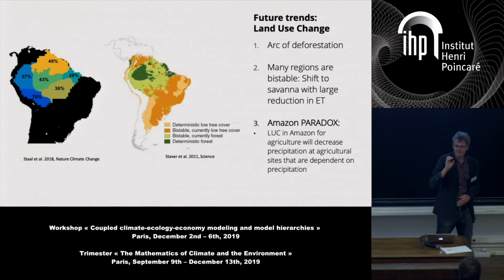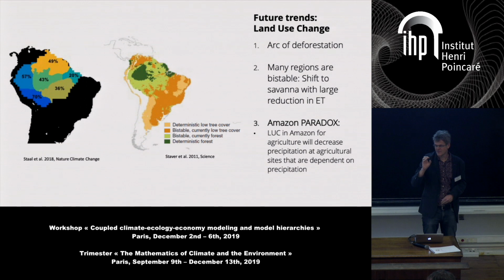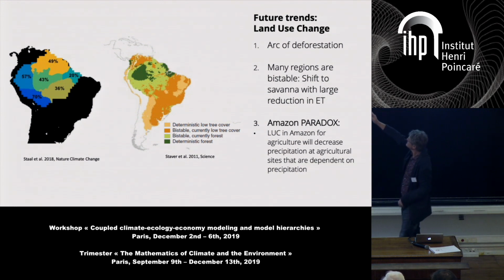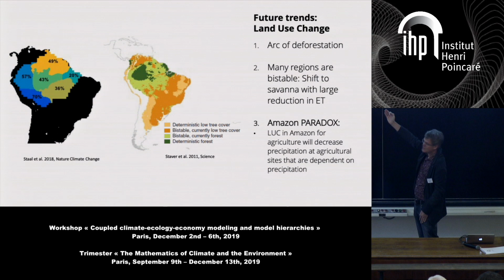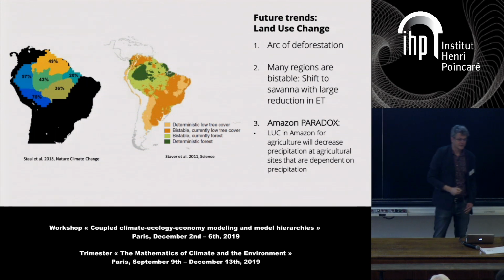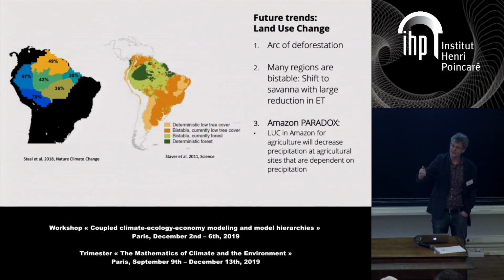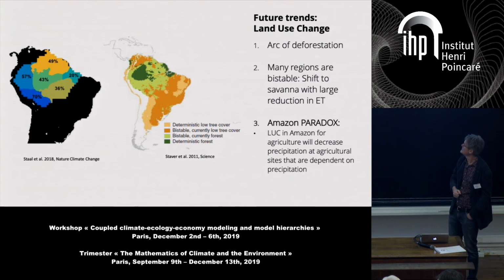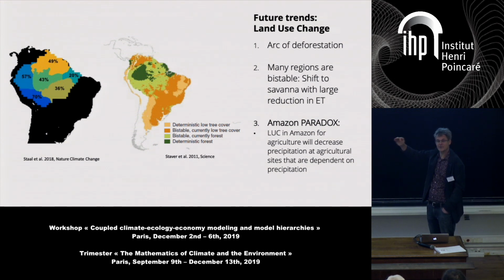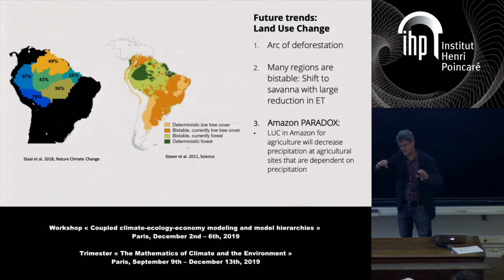And then we also have what we call the Amazon paradox. In a way, we want to produce more feed and food from the Amazon, so that's why we have these land use changes, somewhere here in this arc of deforestation. But just south of the arc of deforestation, we have a huge amount of agricultural land, which depends on the rain from the Amazon, which comes from the Amazon. So if we increase land use changes in the Amazon itself, it will also impact the agricultural sites at the south of the Amazon.